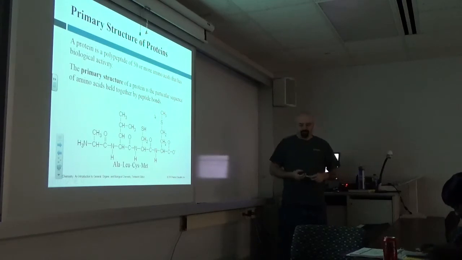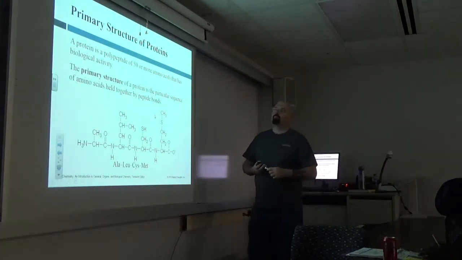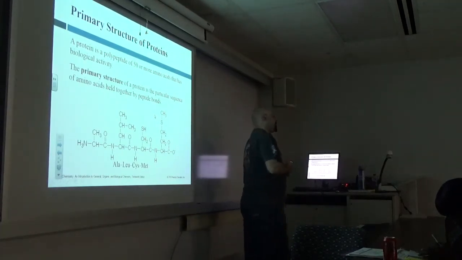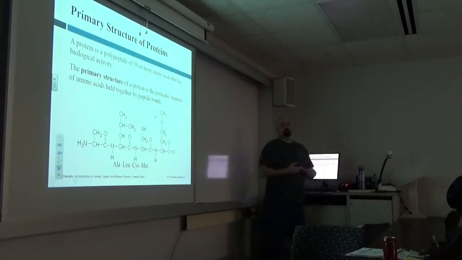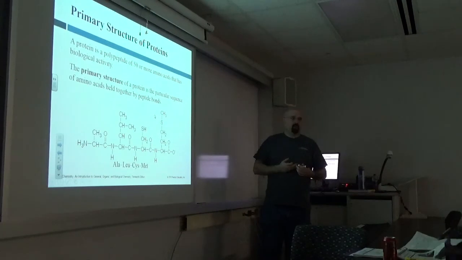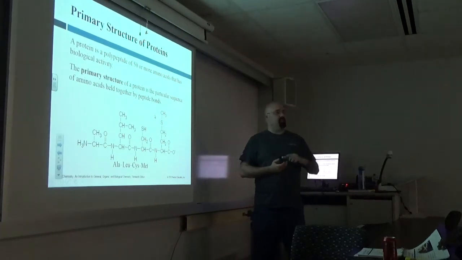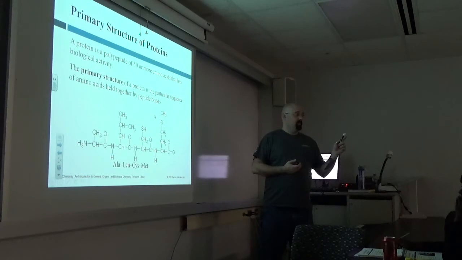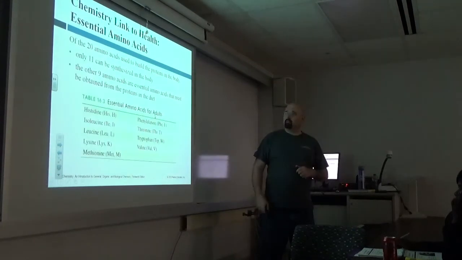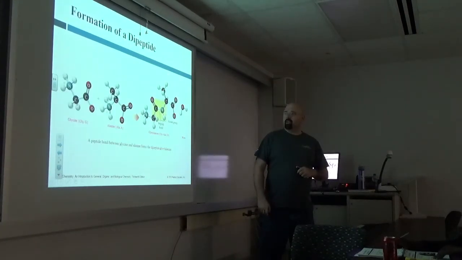So, primary structure. Now remember, we've been introduced to the idea of primary, secondary, and tertiary two times before. Where were they? Alcohols. Primary, secondary, and tertiary are alcohols. And what was the other one? Getting close. It was related to proteins, but we hadn't got there yet. Amines. Primary, secondary, tertiary amines. Amino acids.